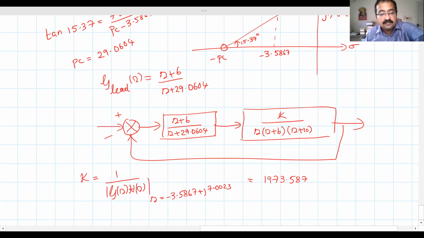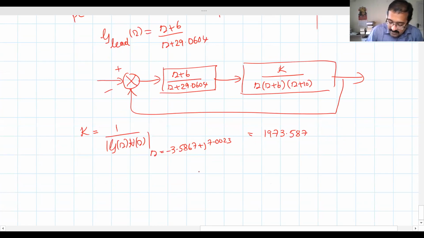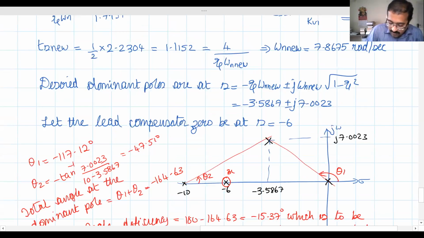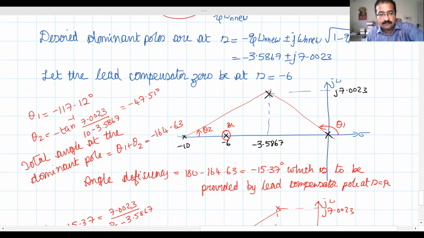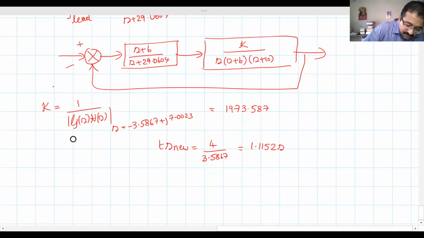Now let us calculate the settling time. Settling time Ts is 4 divided by zeta omega n, or 4 divided by 3.5867. How much is that? 1.1152 seconds. From which value did we start? From 1.1152 seconds. Okay, that is met. This is the design validation. We are checking whether we are meeting the desired specification.